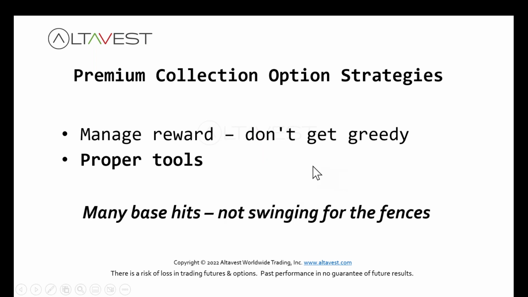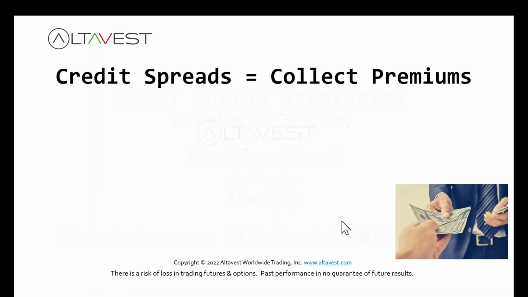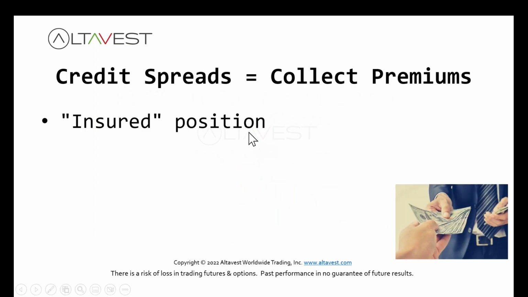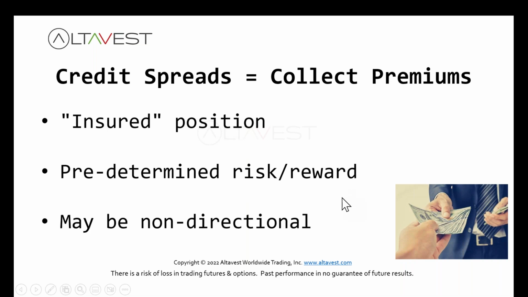Again, these are option strategies where you collect premium and you don't pay it. And these are lots of base hits. We're not going for the grand slam on any one of these types of trades. And these trades can be non-directional, bullish, or bearish. And we're going to target outcomes. Everything is predetermined in terms of your risk and reward. These are called credit spreads. Every position is insured for risk, and your reward, of course, is all predetermined as well.